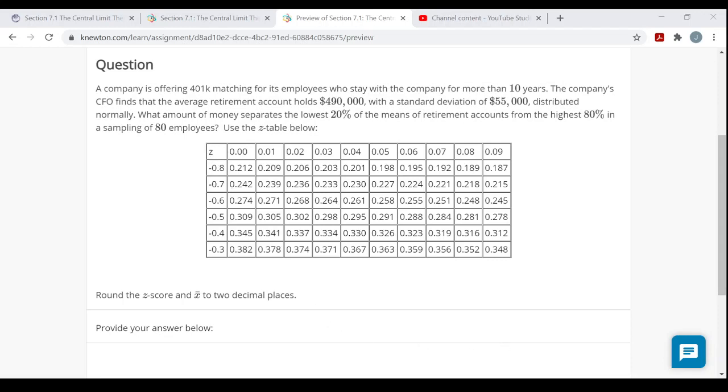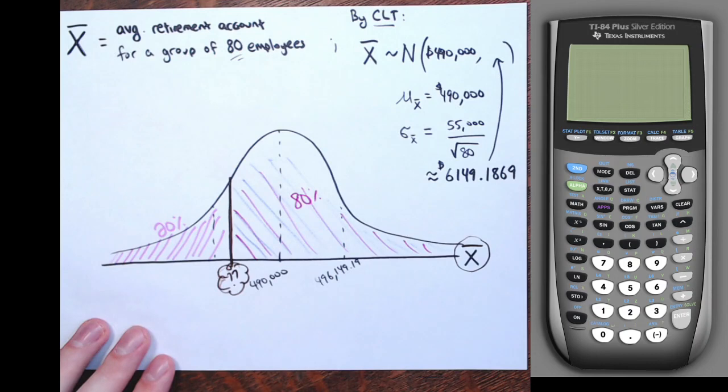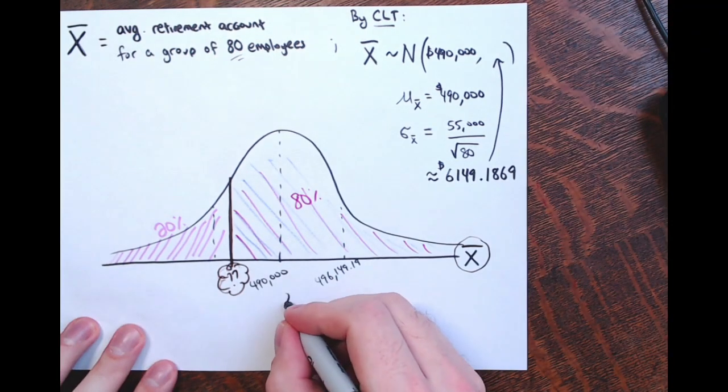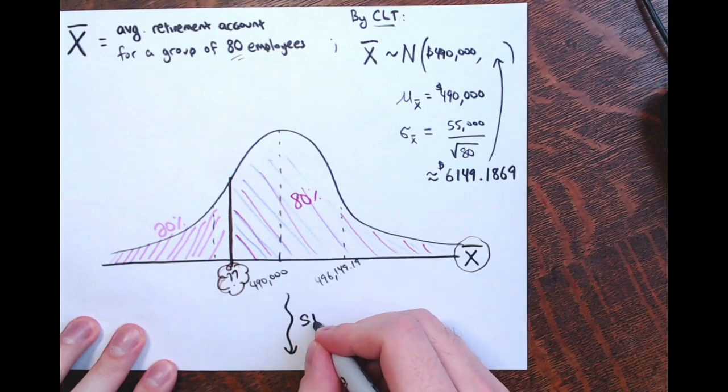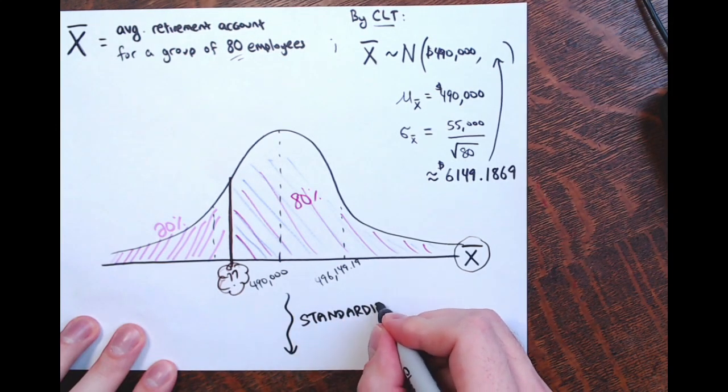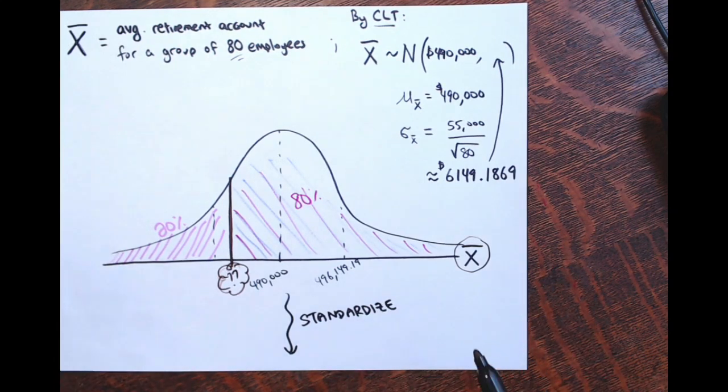So if I want to use the table that they gave me here, I need to convert to the standard normal, right? I need to convert to the standard normal. So I'm going to standardize this. And we've got this.